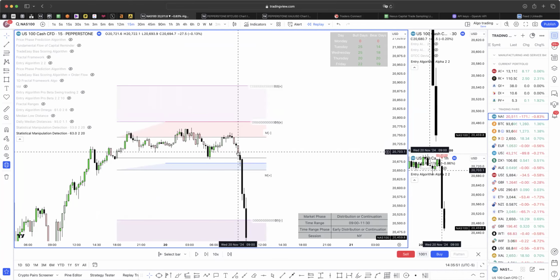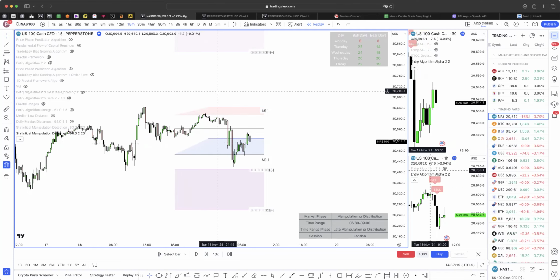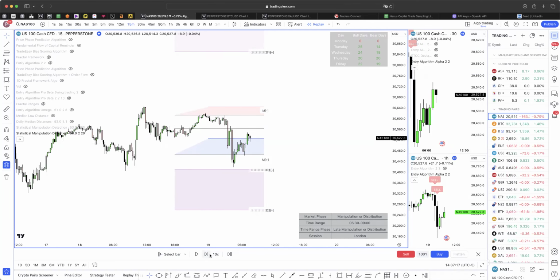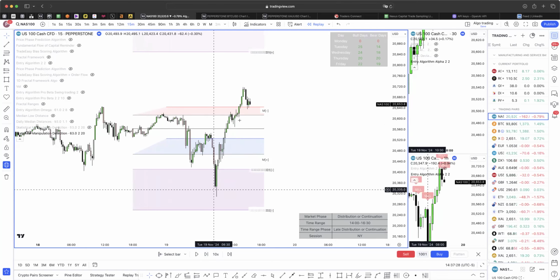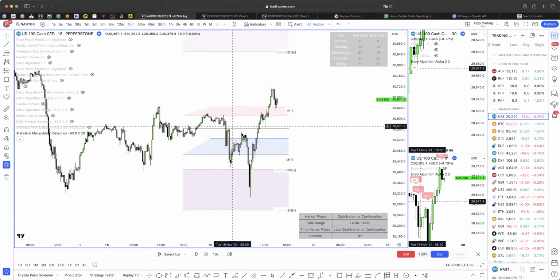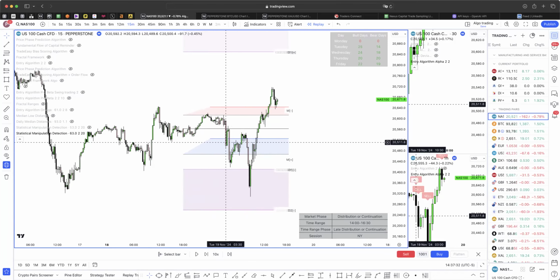Perfect. Now, as we go into the New York session, because we knew that the initial phase was manipulation, this is distribution. The New York session is going to be distribution or continuation, right? We're going to distribute or continue. So in this case, you can see we started distributing up. So then what was the entire purpose of this? We came into the low of the day and now we're distributing. Okay, done. Simple as that. It is not rocket science.